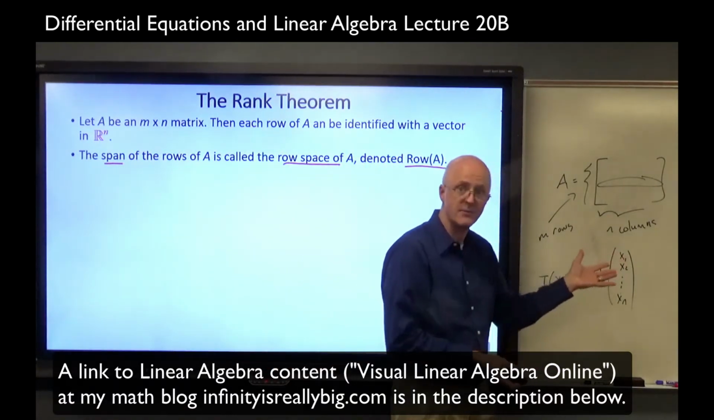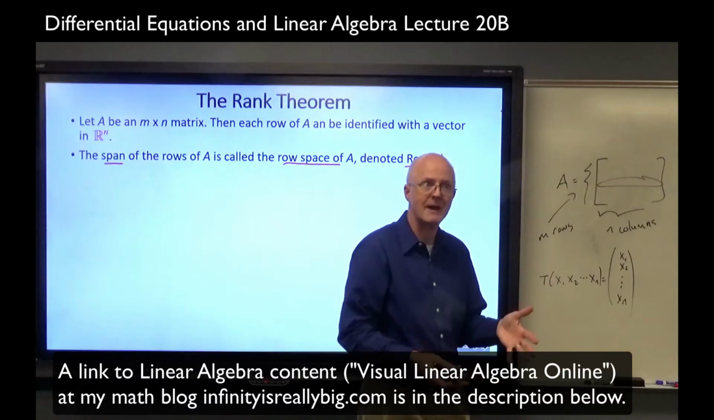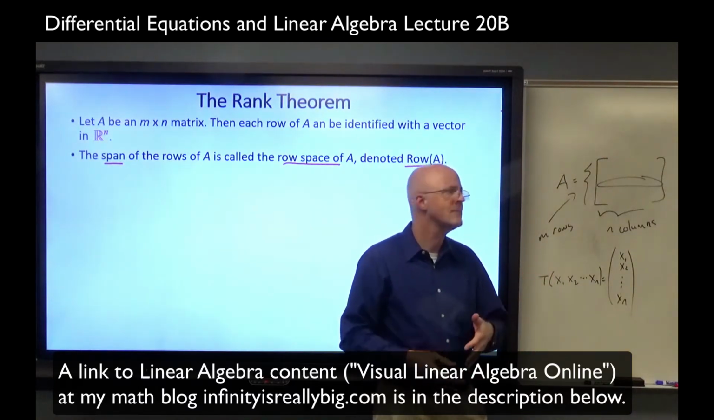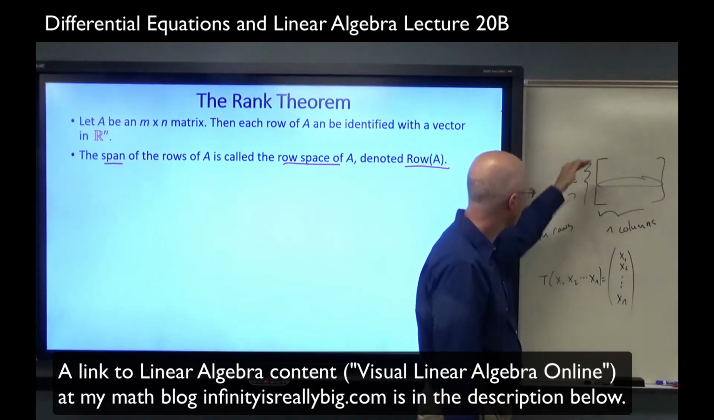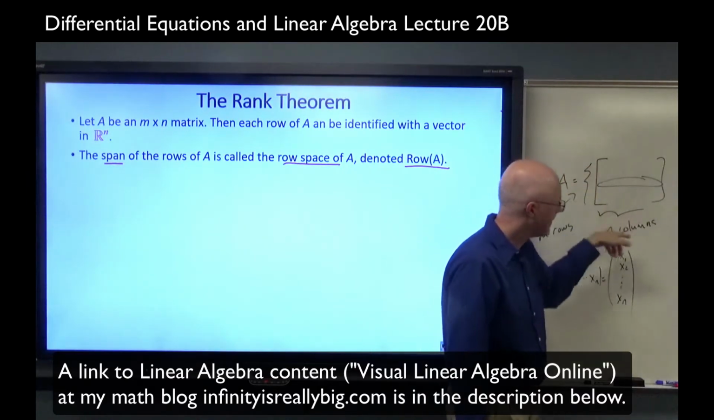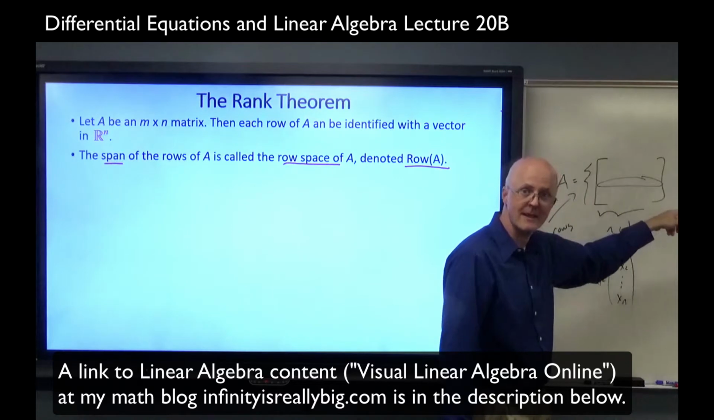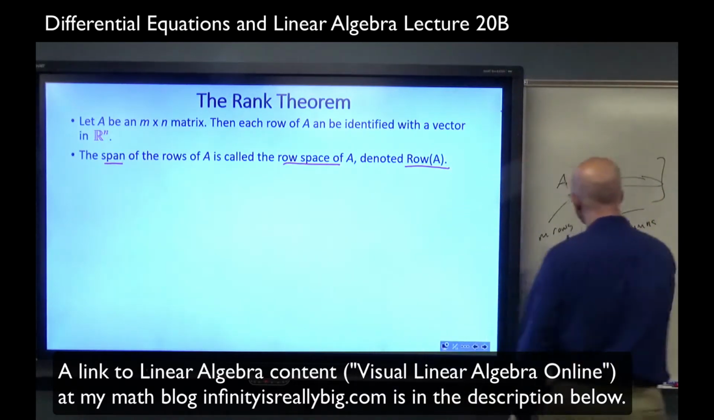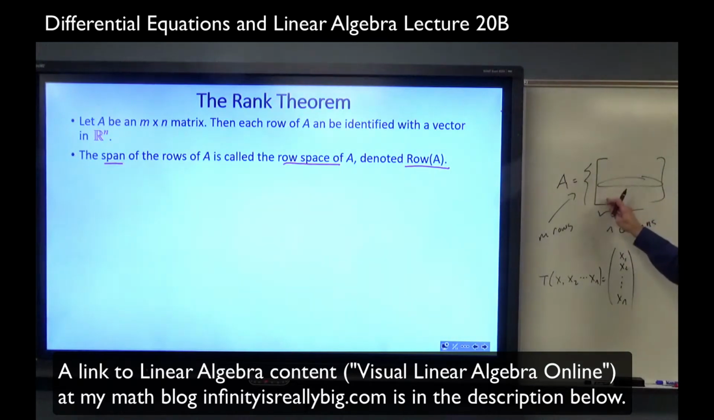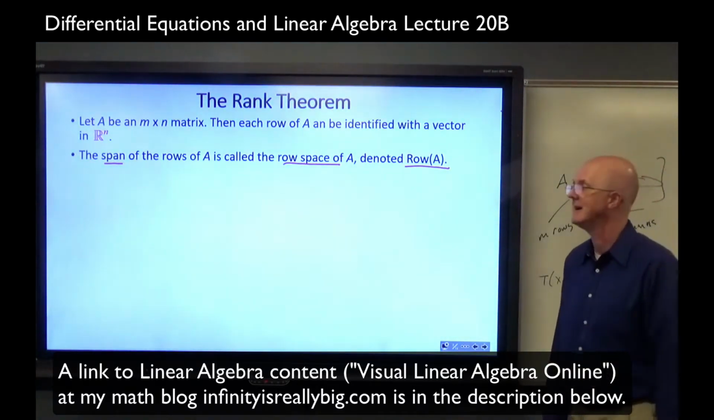And if m and n are different, the column space and the row space don't even live in the same universe, so to speak. If you're talking about the row space, the vectors have n entries in them, so that's going to be some subspace of Rn. And the column space, since they have m components, m entries, is going to be some subspace of Rm.